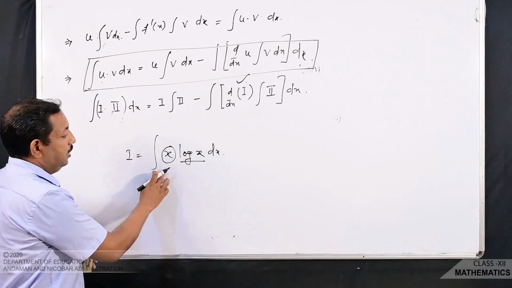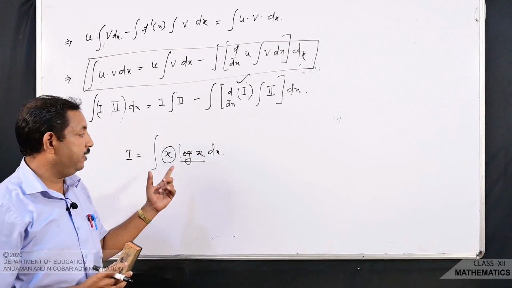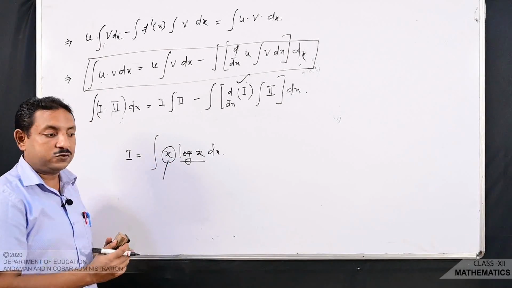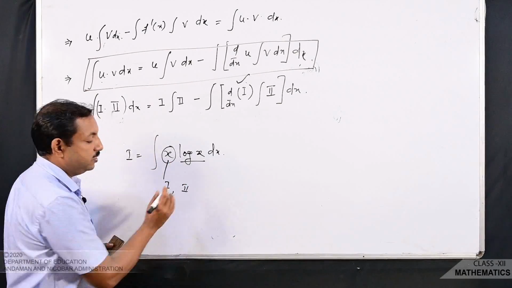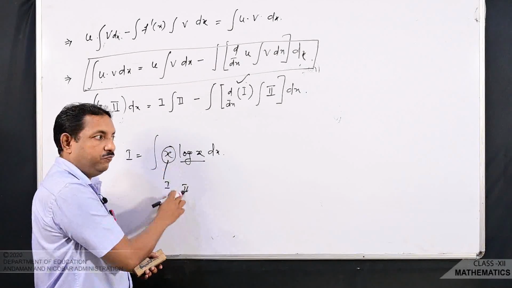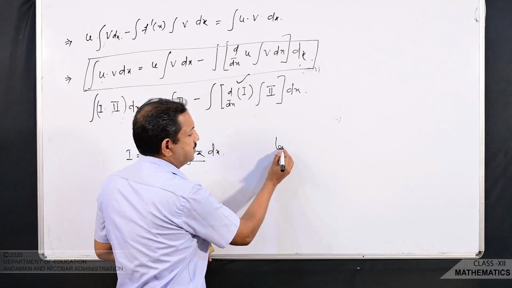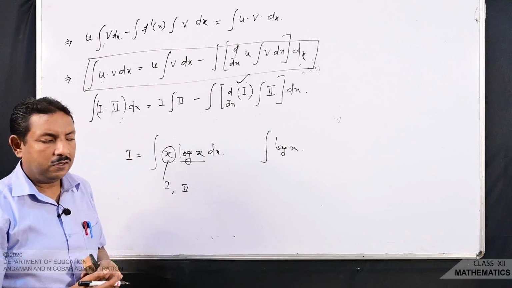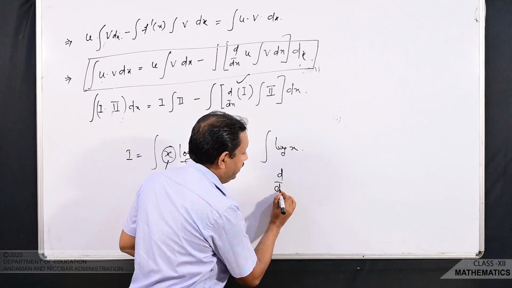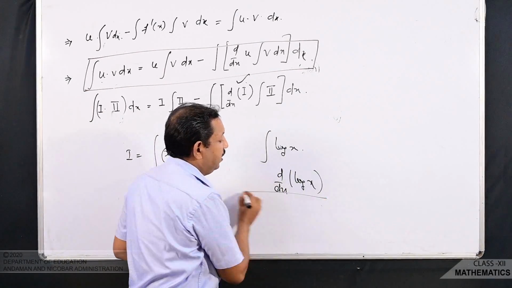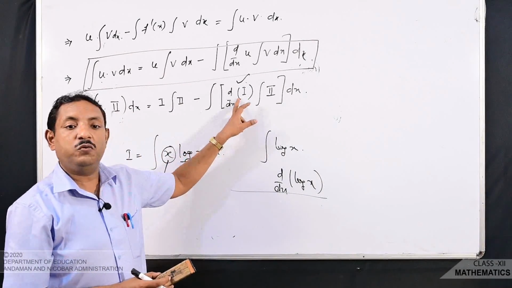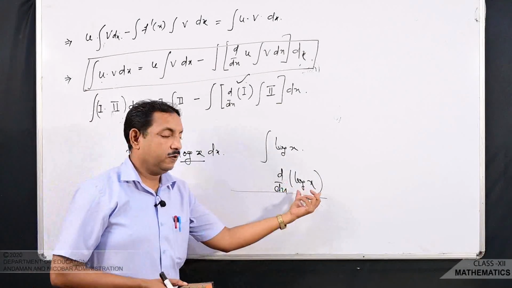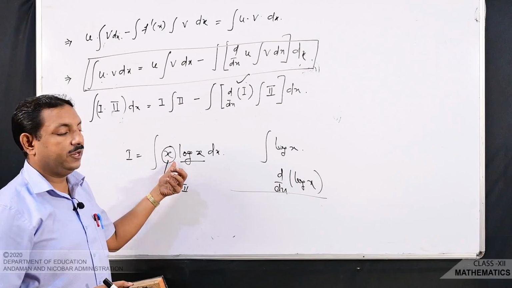In this case, we have x, and we know both the integration and the derivative of x, so we could choose x as first or second function. But what about log x? We do not know the integration of log x so far, but we know the derivative of log x. Since the derivative is known, that will be taken as the first function. So the first function will be log x and the second function will be x.